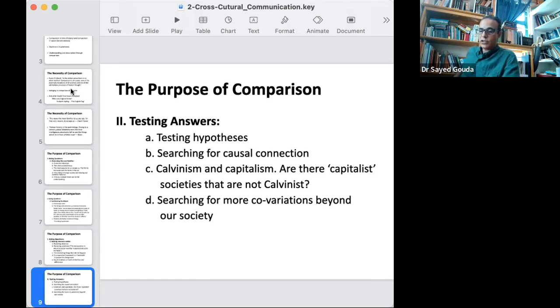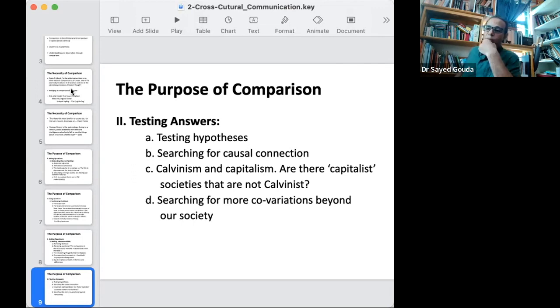Like Calvinism, for example, he suggested that Calvinism is the root of capitalism. Calvinism is the French branch of Protestantism. Protestantism is a Christian sect that was started by Martin Luther in 1517, exactly on the 31st of October 1517, when he went to the church and put up 99 objections, protesting against the Catholic Church in Rome, and that's why his sect later became known as Protestantism, because they protested against the authority of the church and so on.